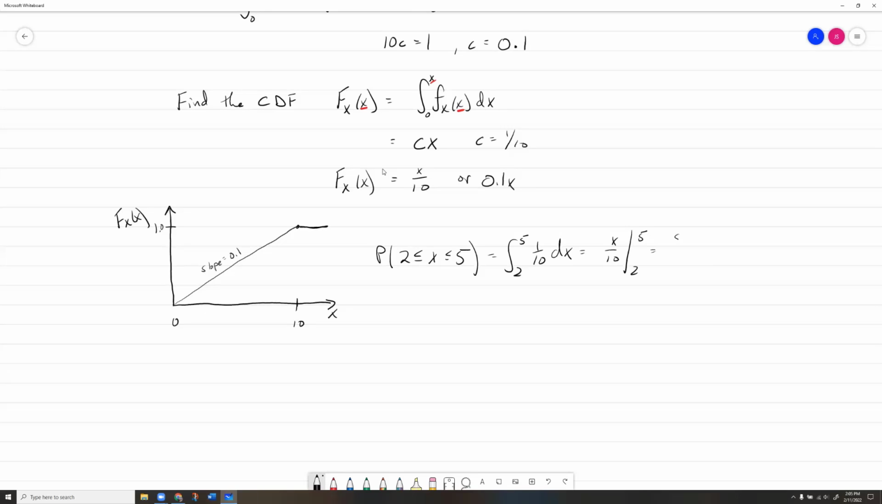And that's going to equal 5/10 minus 2/10, or 3/10, 0.3. So we can do that. Note that this is also equal to the cumulative distribution function evaluated at those two values, right?